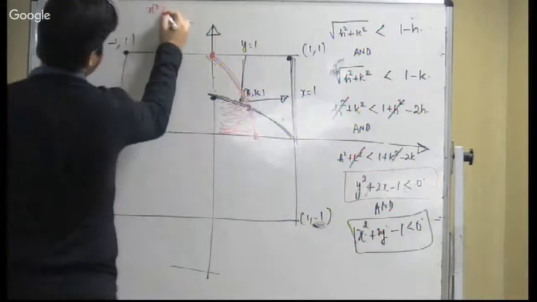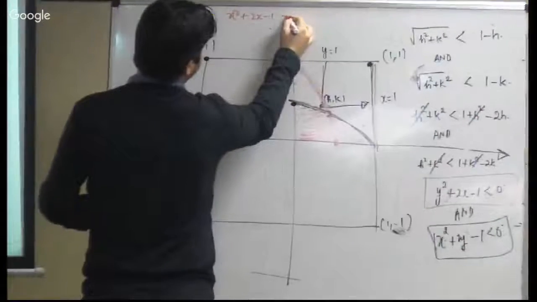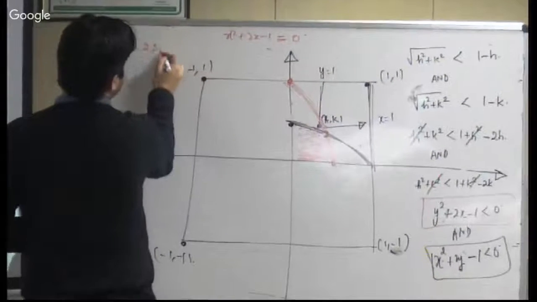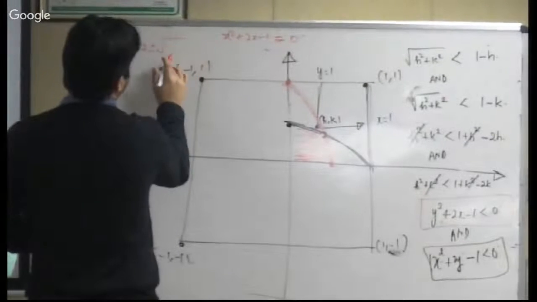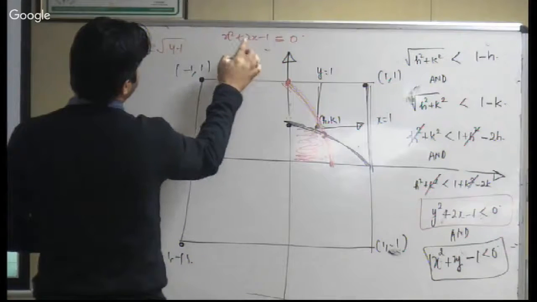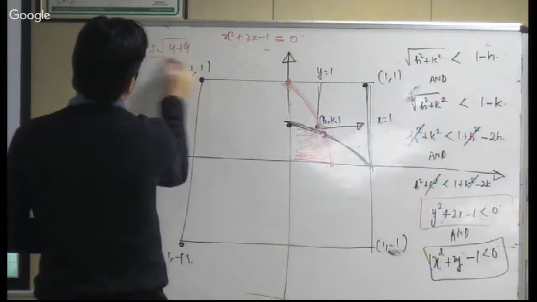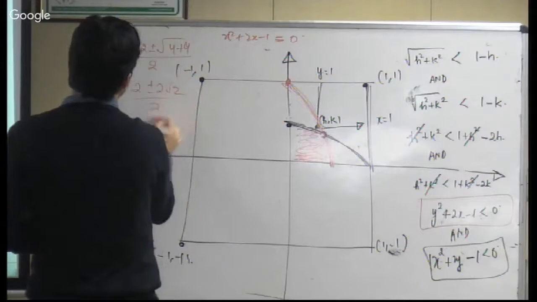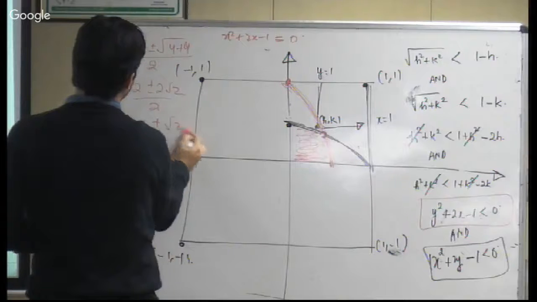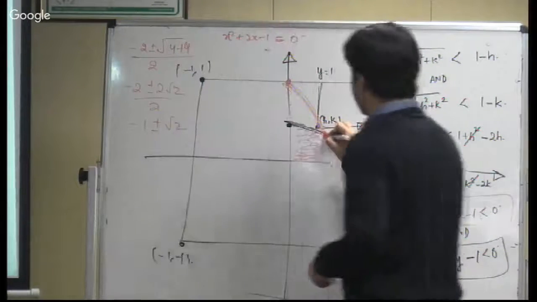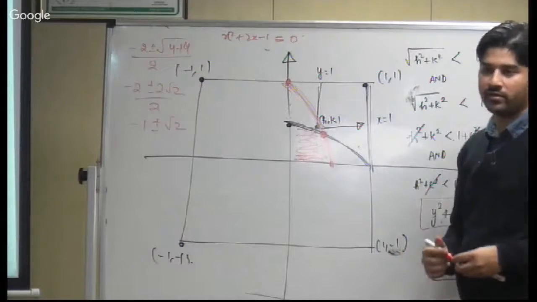x square plus 2x minus 1 equals 0. So x equals minus 2 plus minus root of 4 plus 4 upon 2. So minus 2 plus minus 2 root 2 by 2. So minus 1 plus minus root 2. So it's going to be root 2 minus 1. So this point is root 2 minus 1.